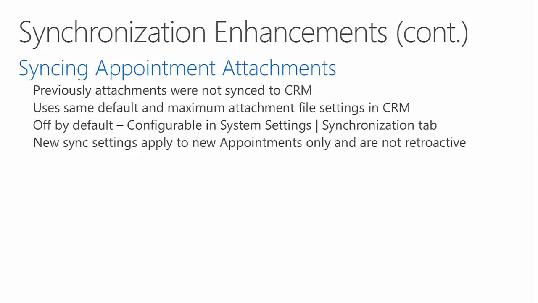This uses the same default and maximum attachment file size in CRM as emails and other things that you have set up and you're used to configuring. So it's going to have that by default. That's 5 megs. You can increase that up to 32 megs, just like you can for email attachments and just attaching files to CRM in general. This setting is also off by default, and you can configure this in the system settings on that same synchronization tab if you want to have that set up.